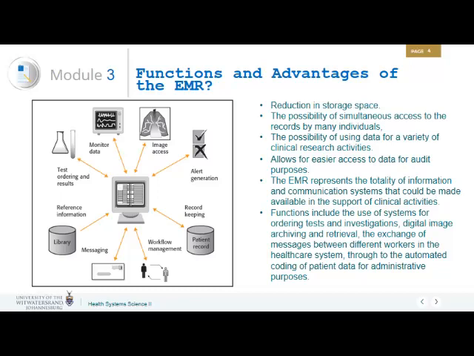The electronic medical record also represents the totality of information and communication systems that could be made available in the support of clinical activities. And we've discussed some of those functions. Further functions also include things like ordering tests or digital image archiving, the exchange of messages between different workers, and also automated coding of patient data for administrative purposes. So it can have both a clinical function as well as an admin function.